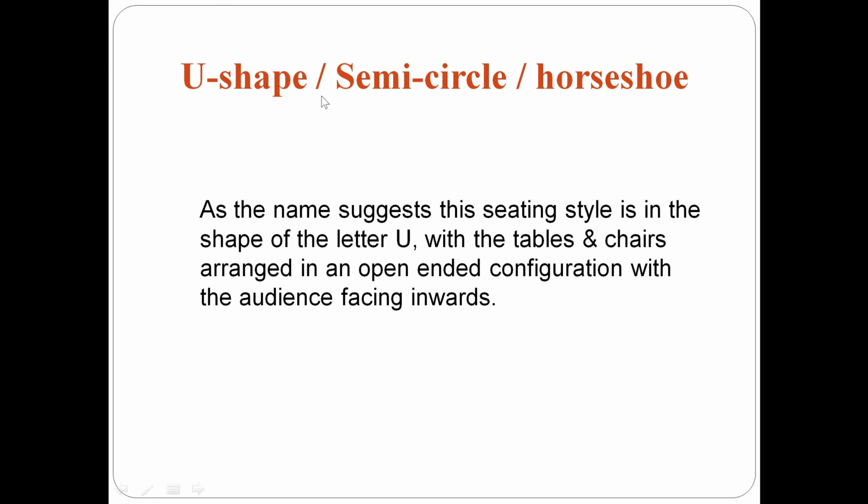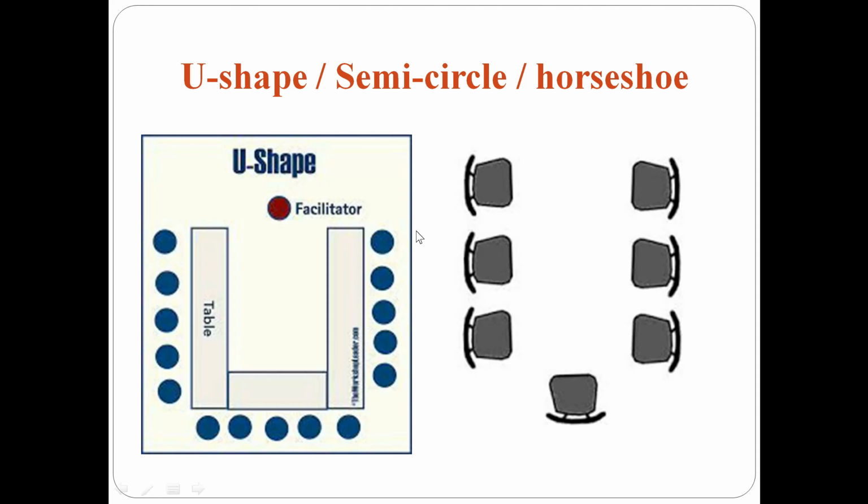Then we have the U-shape, semicircle, or horseshoe. This setup has three names: U-shape, semicircle, and horseshoe. As the name suggests, this seating style is in the shape of the letter U, with the tables and chairs arranged in an open-ended configuration with the audience facing inward. This is the physical appearance of the U-shape, semicircle, or horseshoe.